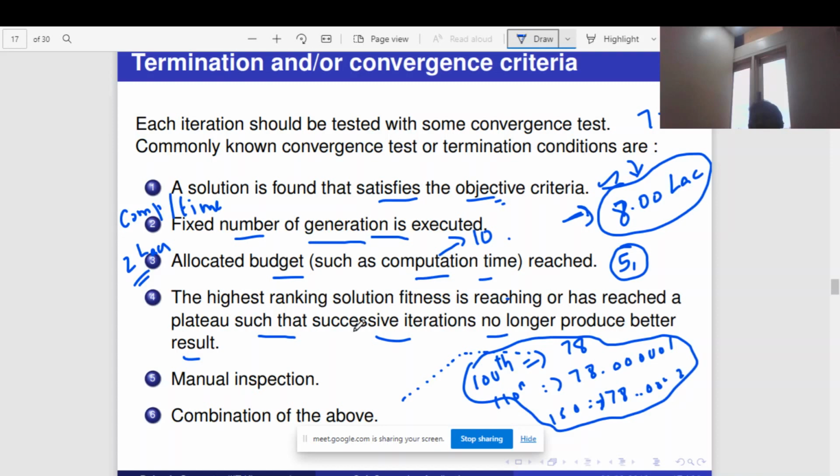That is what is called a plateau. It reaches a plateau at one point. Plateau means it keeps on staying at the same level.